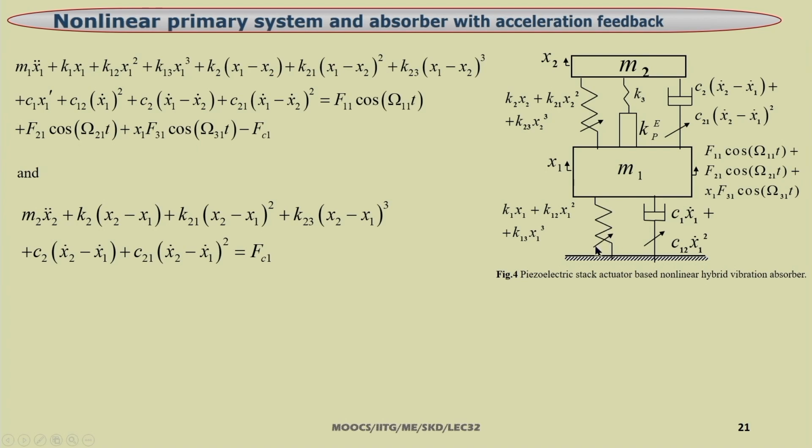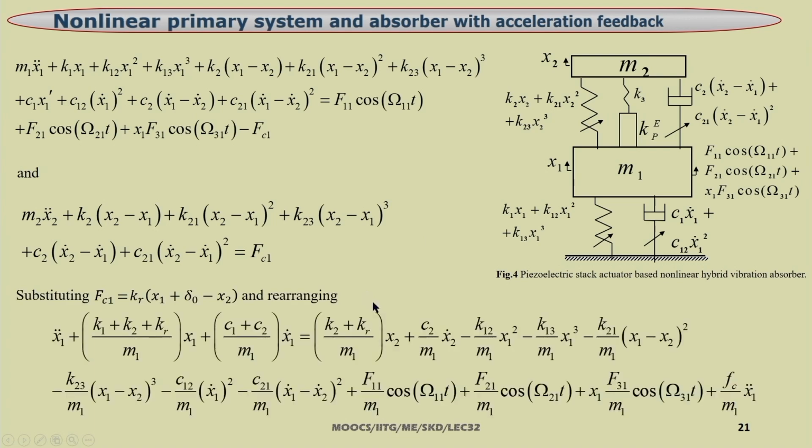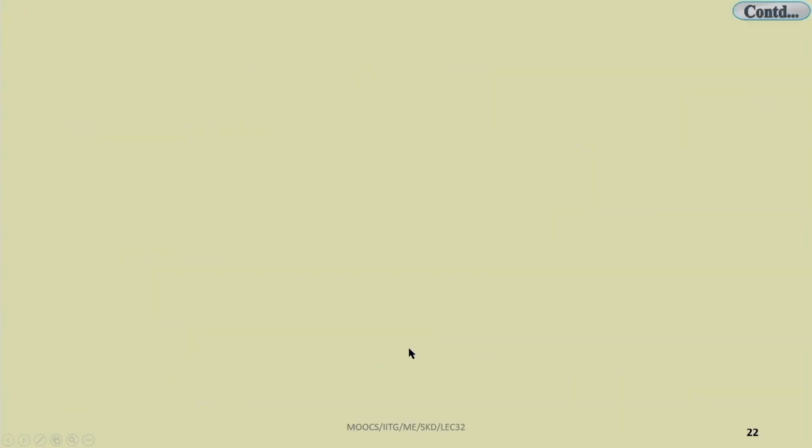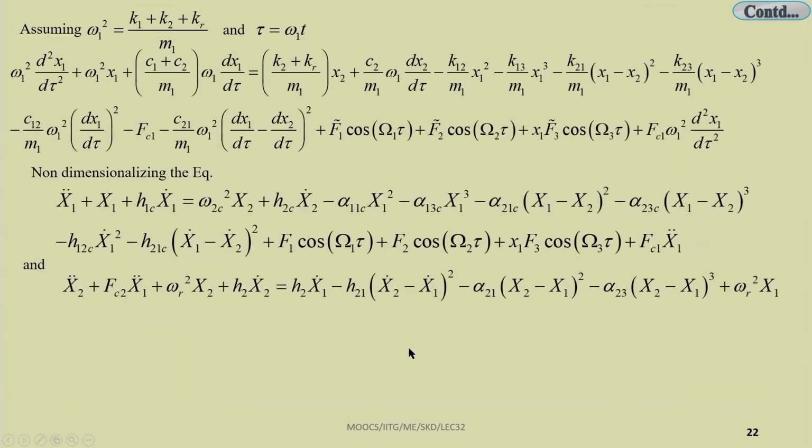Previously we have taken the spring to be nonlinear in the primary case only. By taking the spring to be nonlinear in the secondary case, similarly we can derive this equation of motion. Here this Fc1, the control force, can be written equal to Kr into x1 plus delta 0 minus x2, and following a similar way we can have the nonlinear equation of motion. After getting this nonlinear equation of motion, we can further study these equations to find the response.